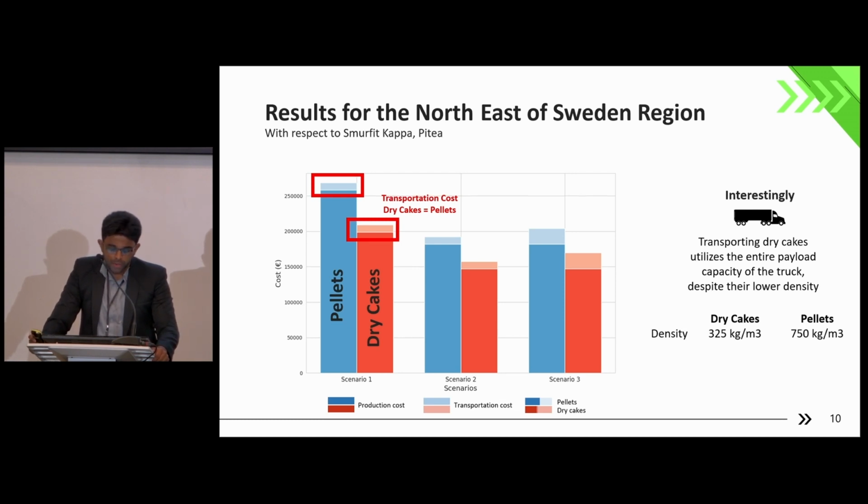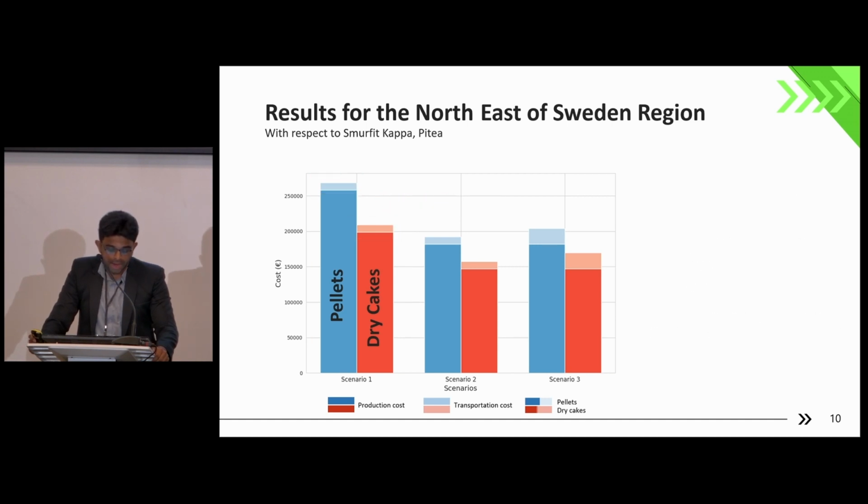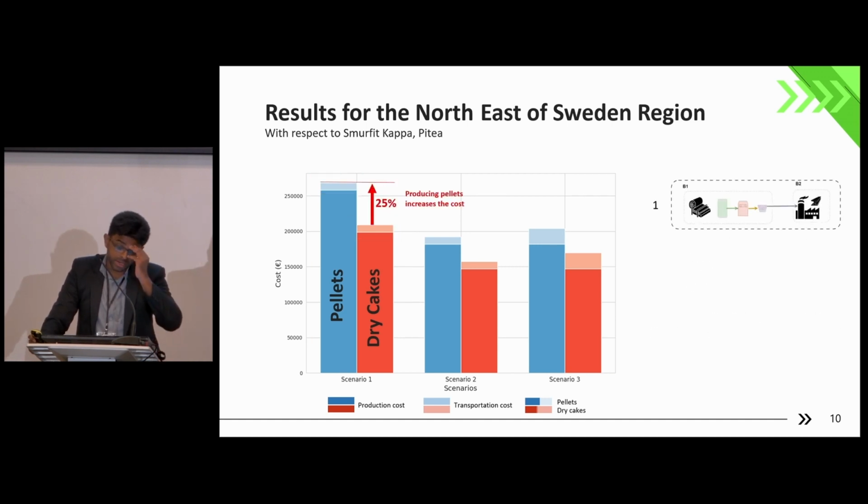So that's one result in the transport section. We had a clear advantage of 25% cost increase when we produce pellets. So using dry cakes was cheaper, by 25%.